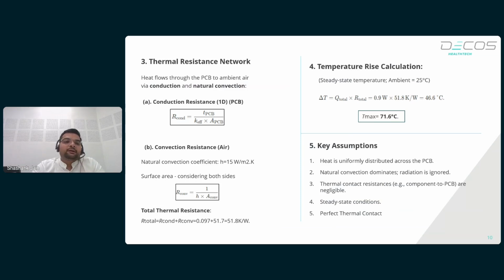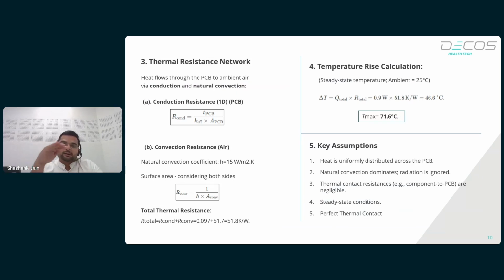Now here, let's discuss the thermal resistance network. We already calculated the effective conductivity of the PCB board. We now move on to apply the heat transfer formulas to the overall assembly. I am considering conduction and convection heat loss only. Radiation is not considered in this case study.